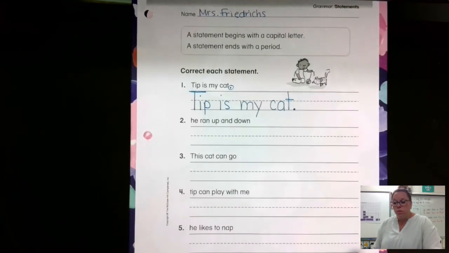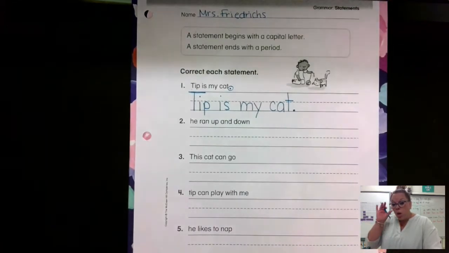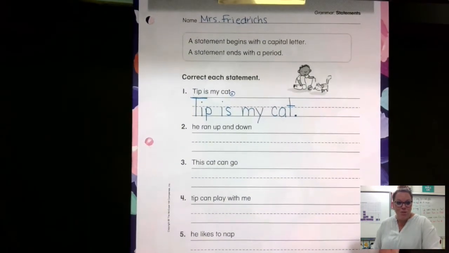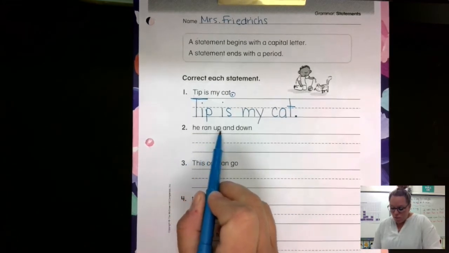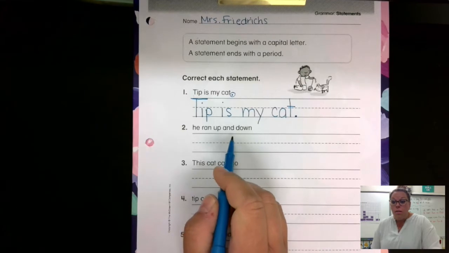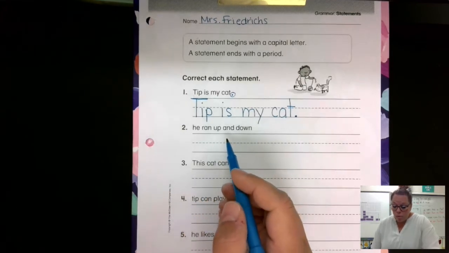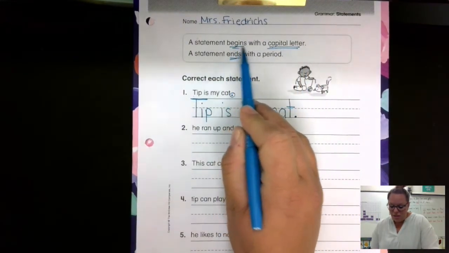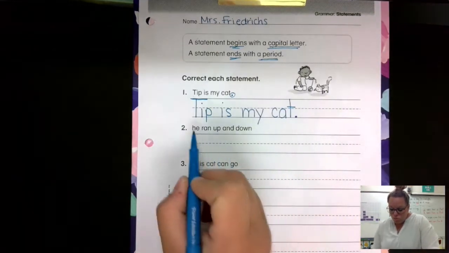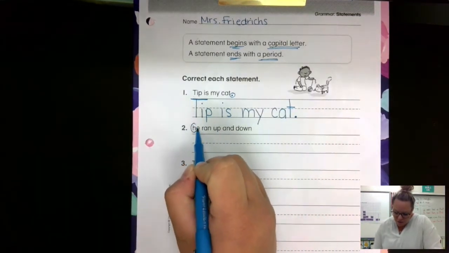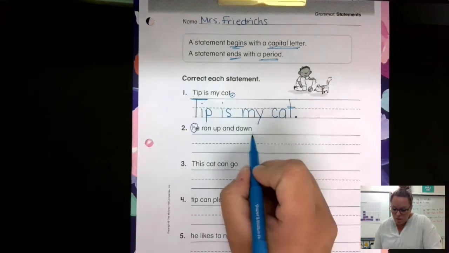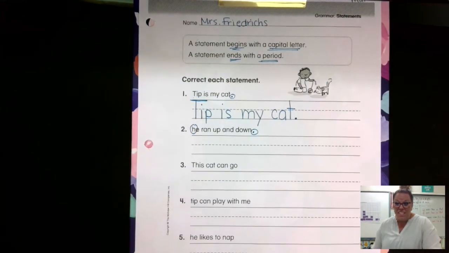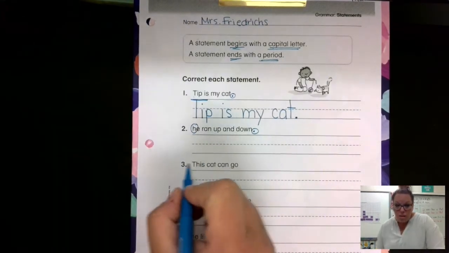We're going to also do number 2 together. So if you're not quite done with number 1, make sure that you pause to finish and then meet back up with us, pushing play for number 2. Number 2 says, he ran up and down. Now that is a statement, it does make sense, but remember what else we need. A statement begins with a capital letter and a statement ends with a period. So do we have a capital letter to start our sentence? No, let's circle that so we remember we have to fix it. Do we have a period at the end? No, so let's put a period and circle it so we know we need to fix that too.